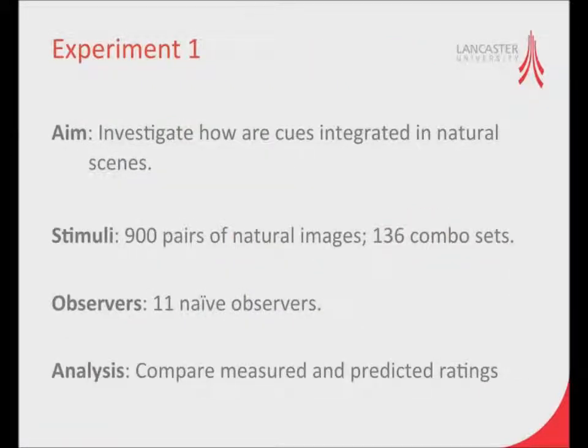And now I'll just explain to you my experiments and I'll show you how I collect the data. So in the first experiment, I will be describing one where we investigate how cues are integrated in natural scenes. In this one, we present observers with 900 pairs of images. They're all randomized, okay? And within these 900 image pairs, there are 136 combo sets, which I will explain to you what they are. We tested 11 naive observers, and then what we did was we compared the actual ratings of the combination change with a model prediction that we generate from the Minkowski model.